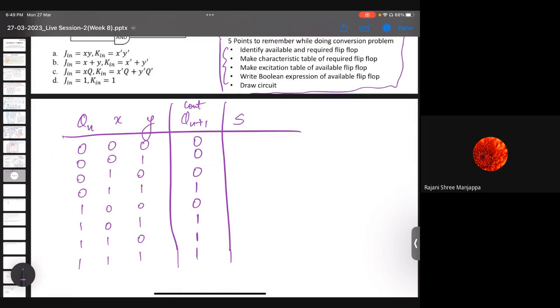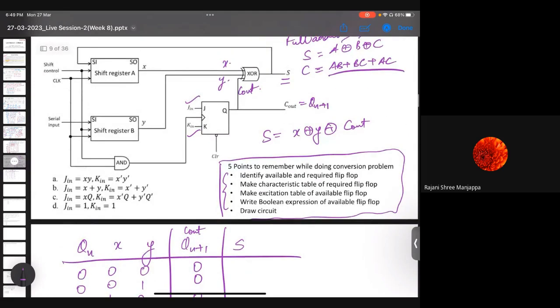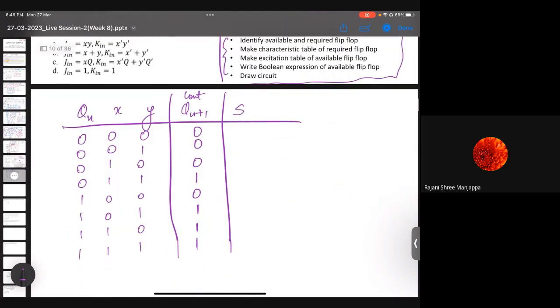So similarly, you can generate the sum, which is nothing but x XOR y XOR C out, as you can see. So it is 0, then this will be 0, 0, 1. And this one, then it is 0, then it is 1, 0, then it is 1. Is it fine?